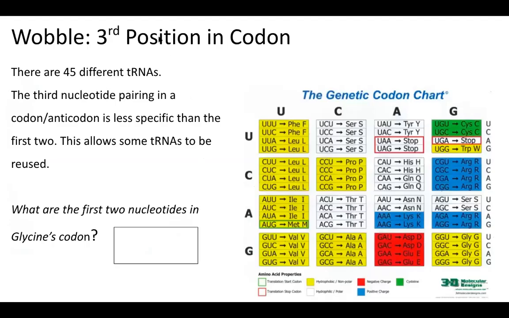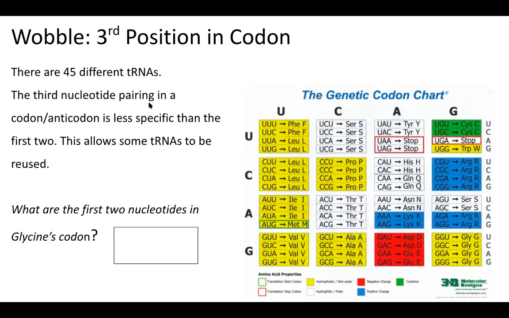All right, so we just talked about if you have a point mutation or that change of that 1 letter in that 3rd spot, we call that a wobble. So the 3rd position in the codon is a wobble. So there are 45 different tRNAs, those transfer RNAs that can come pick up those amino acids and bring them to the mRNA at the ribosome.